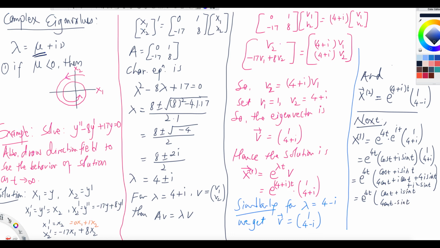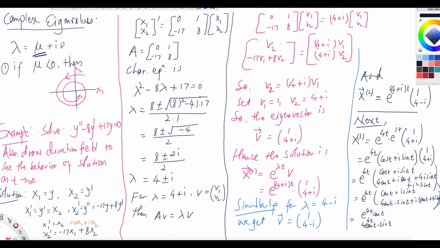You see that? 4 cosine t minus sine t, and then plus the remaining ones, the middle two terms will have i. So cosine t plus 4 sine t. This is what you get, so that is the whole parenthesis there. Now if you write that as the sum of two matrices and distribute this inside, what do you get? You get e to the 4t times 4 cosine of t minus sine t, and there is also e to the 4t.